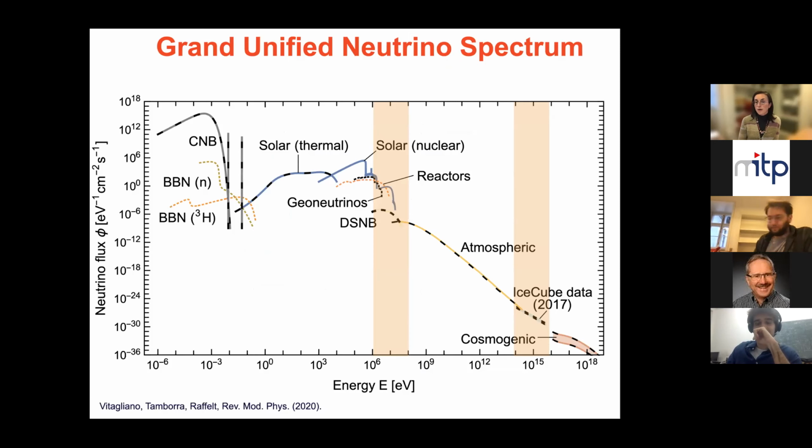Now, when we think about neutrinos emitted from supernova, we can produce two classes of neutrinos. Either neutrinos with energies around 10 to 15 MeV, that in the grand unified neutrino spectrum, which also was shown in the previous talk, would fall in this region. So we will see here neutrinos from the supernova burst as well as from the diffuse supernova neutrino background.